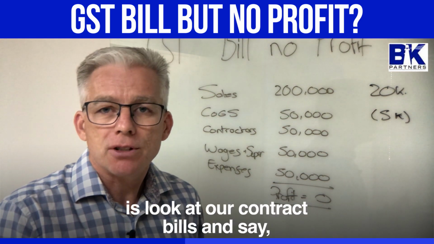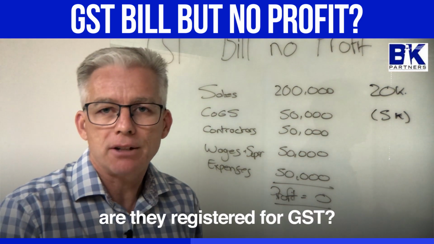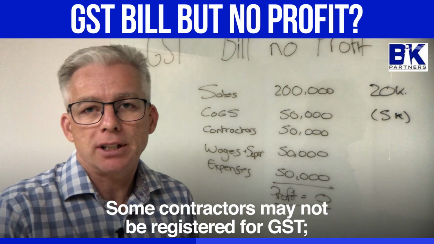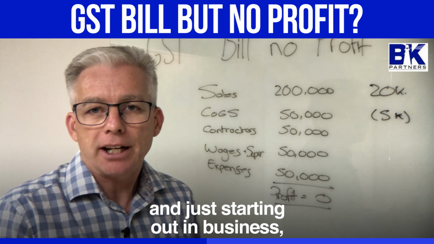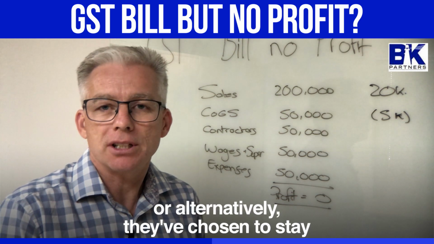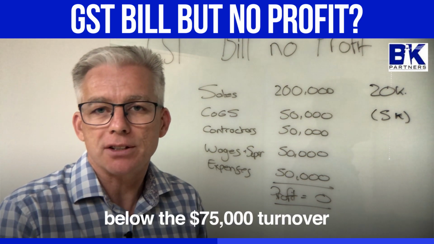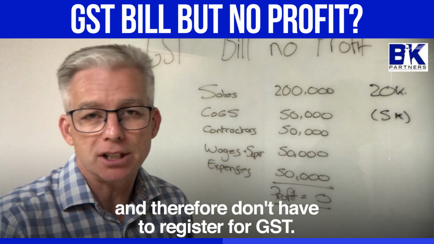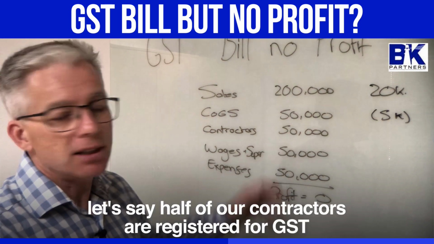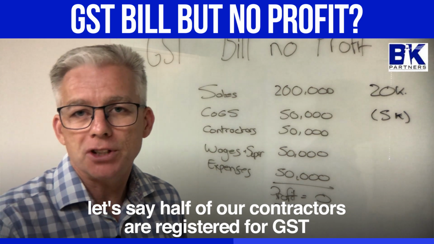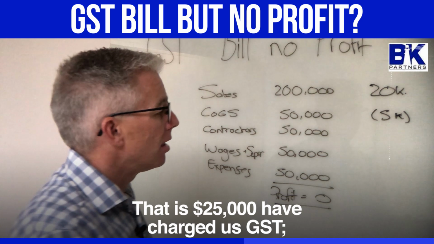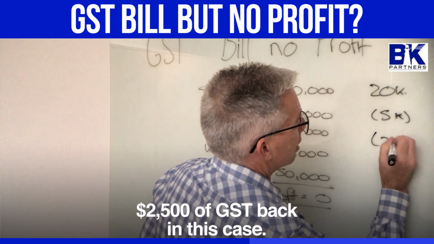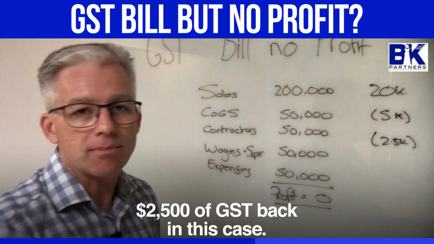Now the first thing we have to do is look at our contractor bills and say, are they registered for GST? Some contractors may not be registered for GST, i.e. they're small and just starting out in business, or alternatively they've chosen to stay below the $75,000 turnover and therefore don't have to register for GST. In this case, let's say half of our contractors are registered for GST and half aren't. That is 25,000 charged with GST, therefore we're going to get $2,500 of GST back in this case.